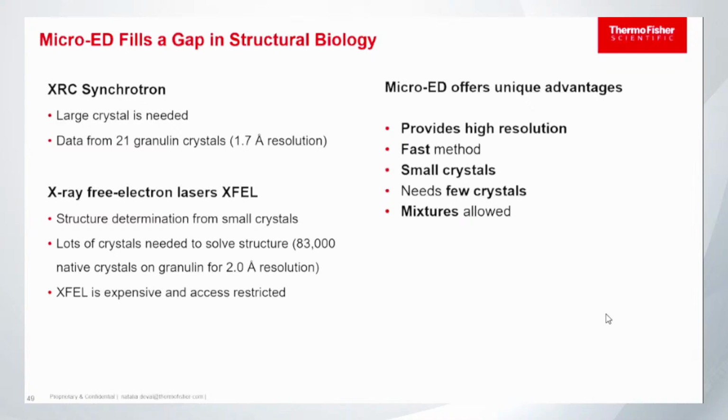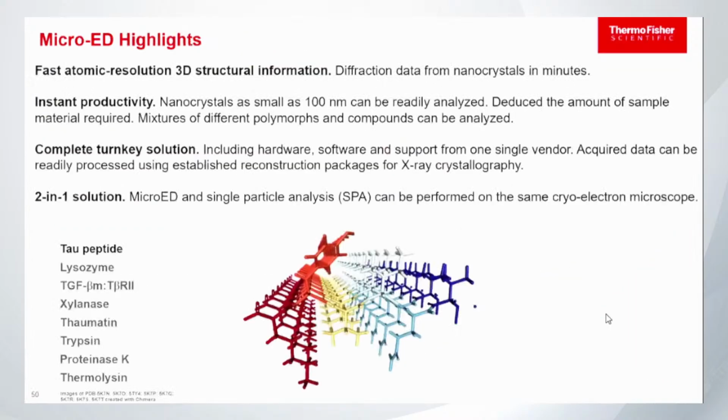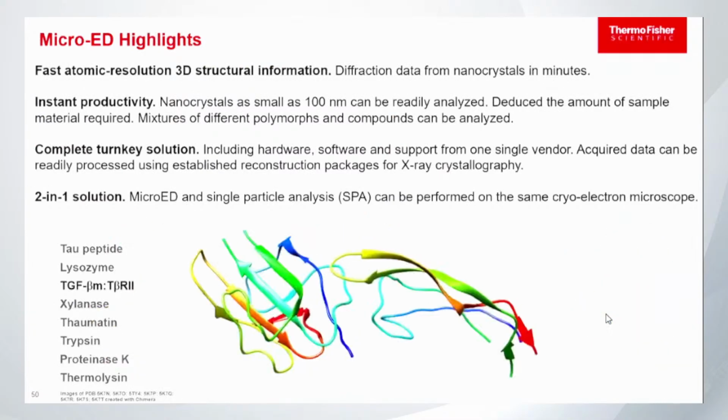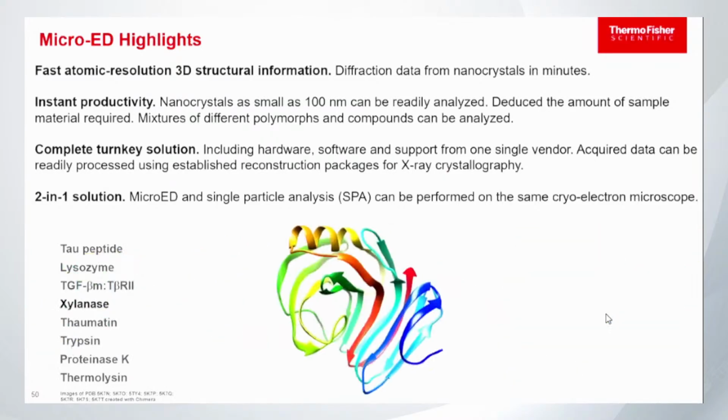With microED, the beauty is that you can use small crystals. You need a small amount of crystals, as I said, on average 10 crystals of the same compound, and you can do that very quickly. You don't need to go to the synchrotron. You can do that in-house because you can do it in the transmission electron microscope. Some examples of samples like the tau peptide, lysozyme, and TGF have already been resolved using microelectron diffraction.